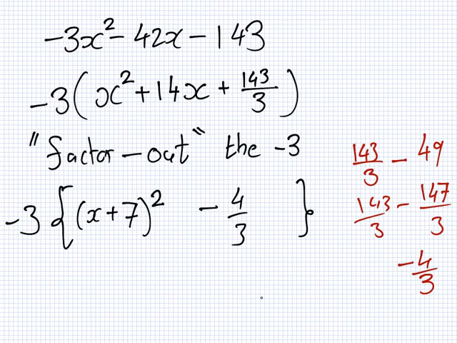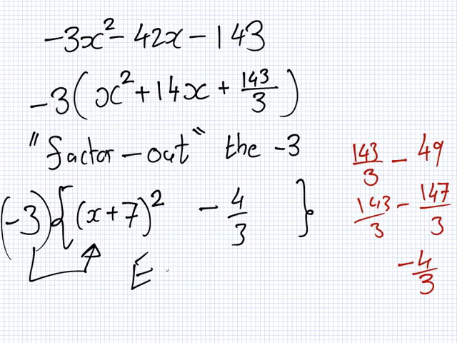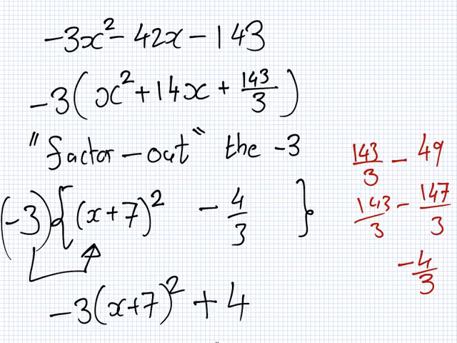What's next? What's this called? No, you know this one. If I do it like this, you know this. Expand. So it will be minus 3 times x plus 7 squared. What's next? Not minus? Plus 4. And this is the answer.